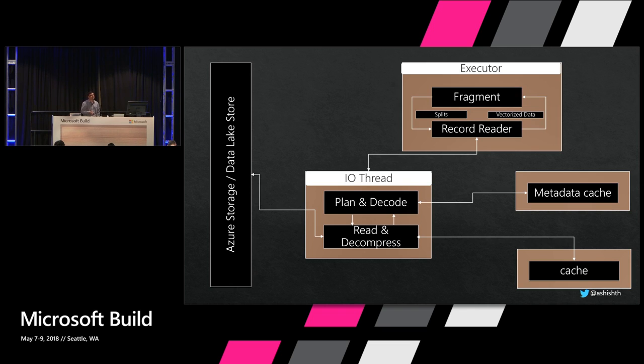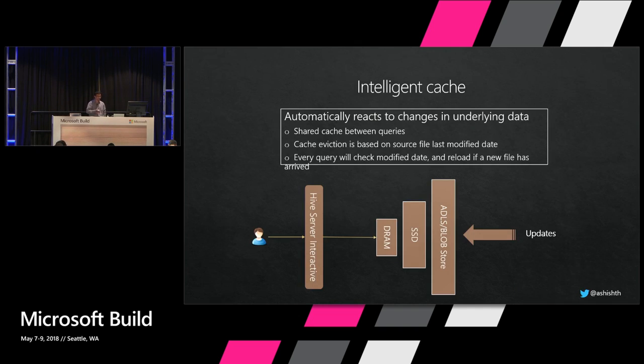If you look inside the executor, it has a notion of a record reader, which plans and tries to read the data. First, it will see if the data is in the cache, or if the metadata is in the metadata cache. If it doesn't find it, it goes and hits the underlying blob storage for that data. One of the important aspects of this piece is the intelligent cache. As I said, the caching tiers are your DRAM, your SSD, and the last one is where your actual data is, that is Azure Blob Storage.